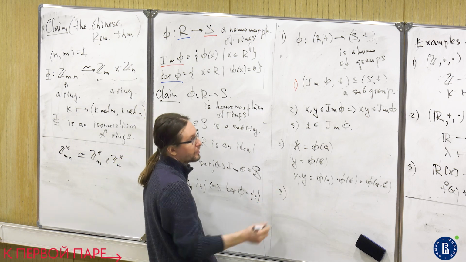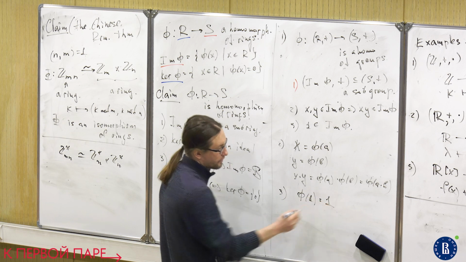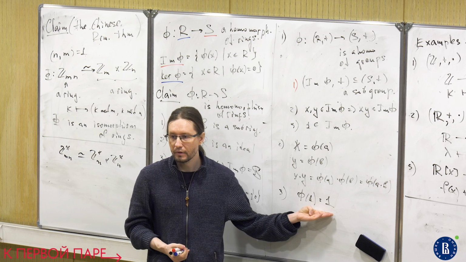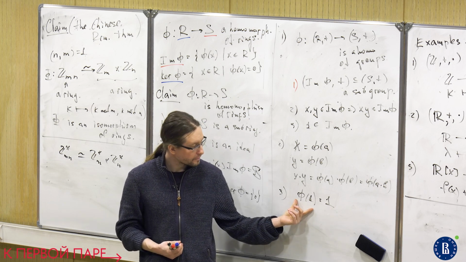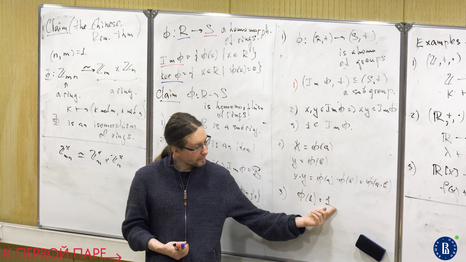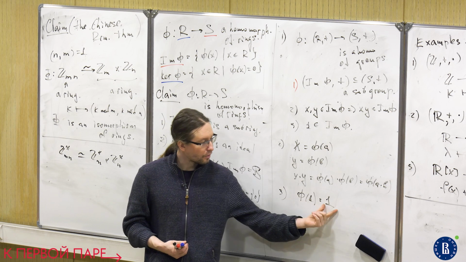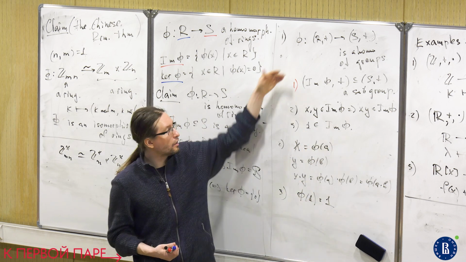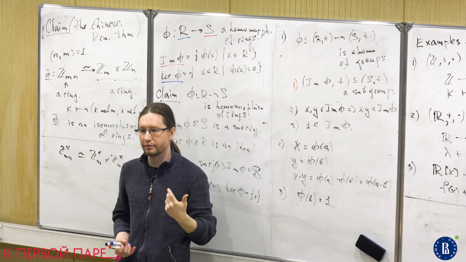And the property number 3 follows from the fact that phi of 1 equals 1. That was the third axiom of the homomorphism of rings. So that means that 1 can be presented as phi of something, so 1 is also in the image. So this is also true. So we have all 3 properties, and that's why the image is a subring just by definition.